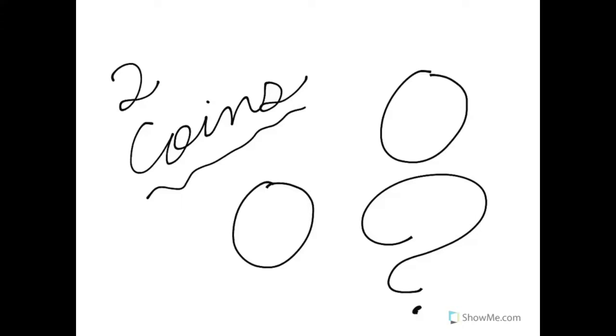Okay, I have 2 coins in my pocket. Together, they add up to be 30 cents. One of them is not a nickel. What are the 2 coins? Okay, you think about that, and let's jump into our flipped math.